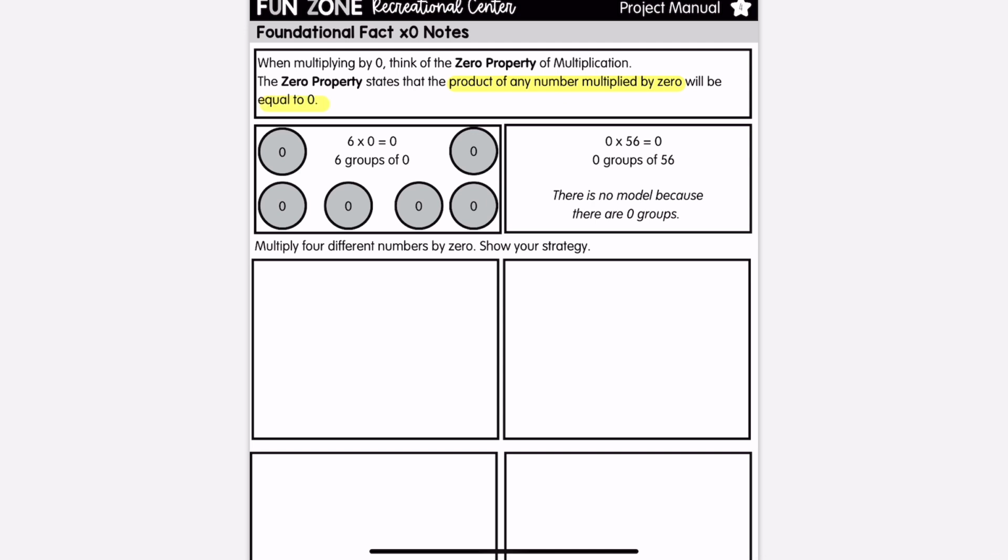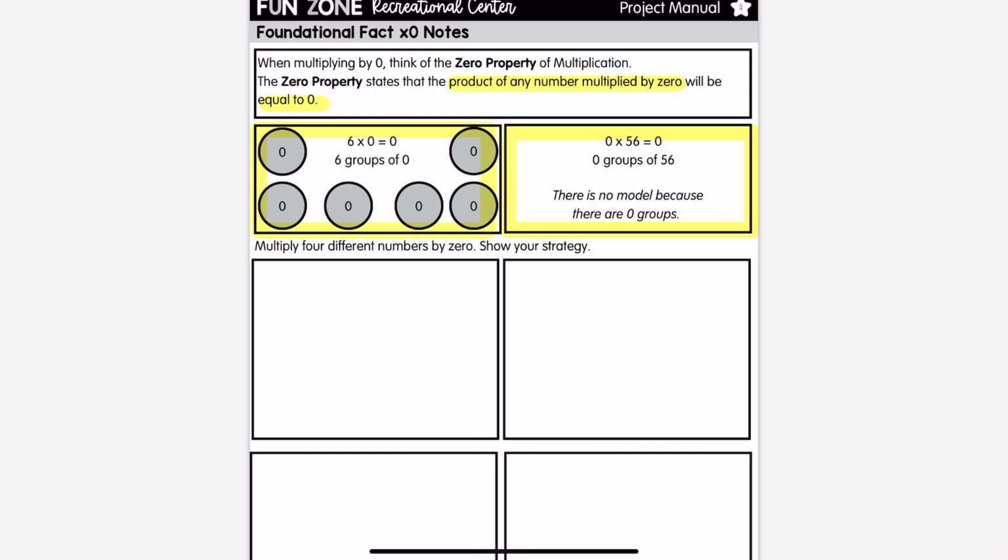Let's look at the two models. The first model shows 6 groups of 0. We can draw this as 6 circles with 0 in each circle. As we see, the total is still 0. We can't draw a model for this because there are 0 groups. Therefore, there's nothing to draw.